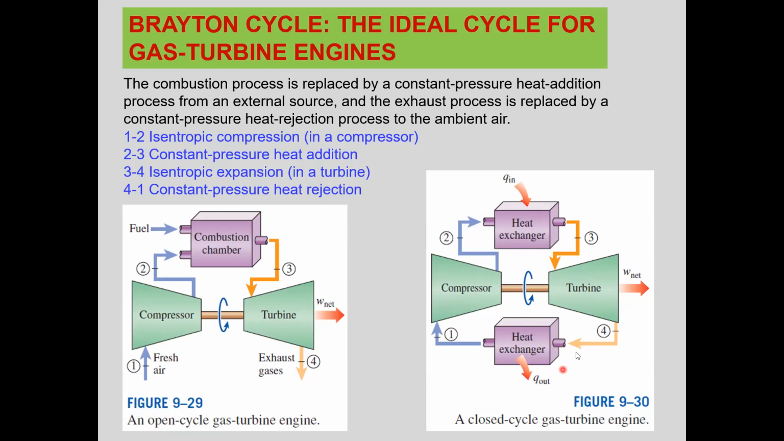Here in this cycle, process 1-2 is isentropic. We model it as an isentropic compression process. 3-4 is an isentropic expansion process. Constant pressure heat addition, constant pressure heat rejection processes. This is the operation of the Brayton cycle.